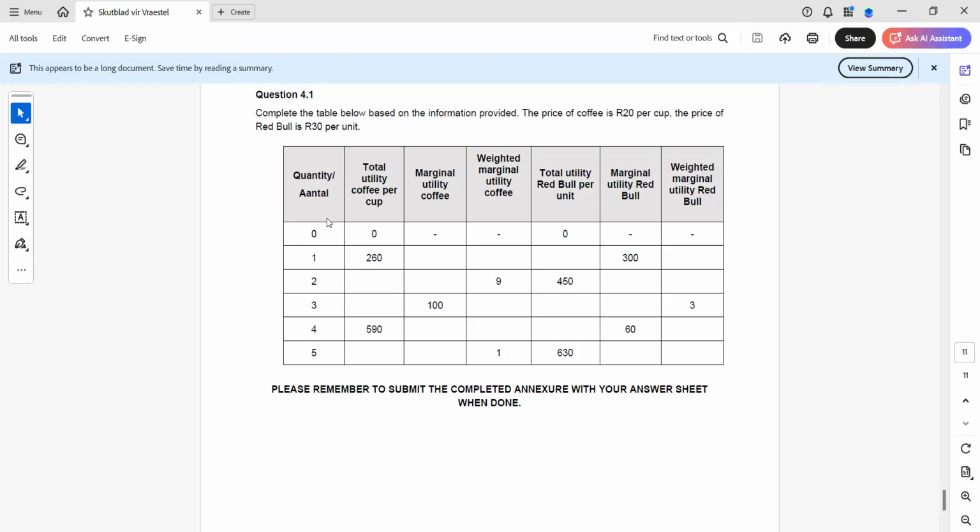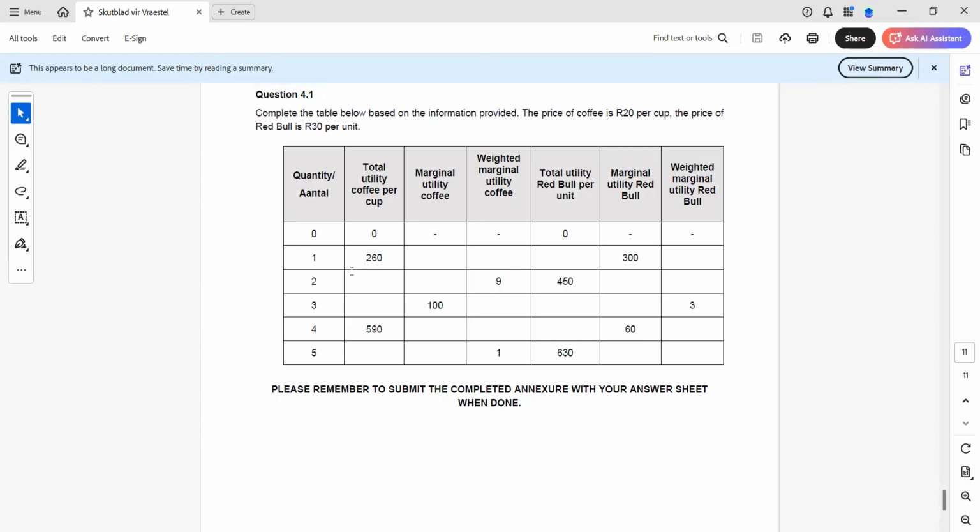Okay, so guys, we're going to fill in these missing figures here. First thing, you can see you have your total utility, then you have your marginal utility, right? And then, okay, you told us here that the price for coffee is 20. So coffee is 20 Rand, and the price for Red Bull is 30. Red Bull is 30 Rand.